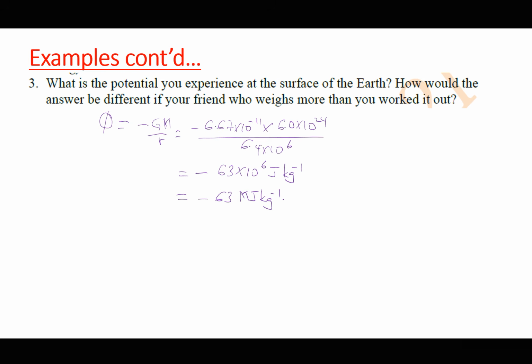So how would the answer be different if your friend who weighs more than you worked it out? Earlier on we said the potential does not depend on the mass of any of you. It will depend on the mass of the large object creating the field. And therefore your potential will be the same as your friend's potential if you are at the same point on the Earth's surface. So the answer is going to be the same for everyone.